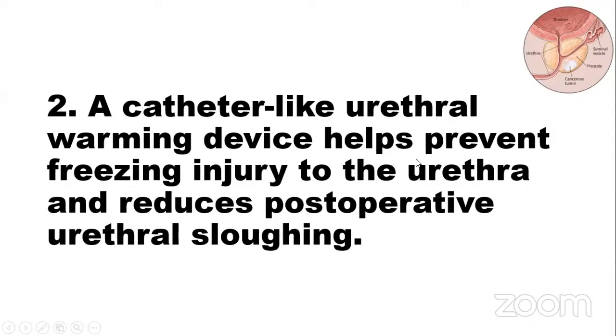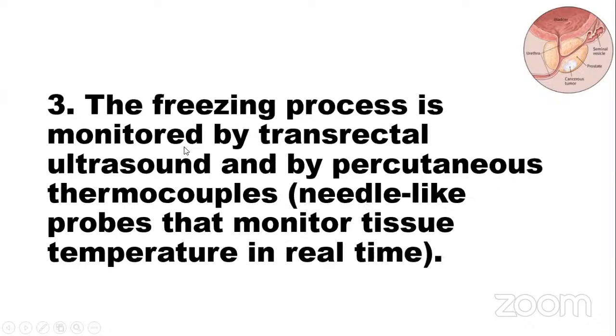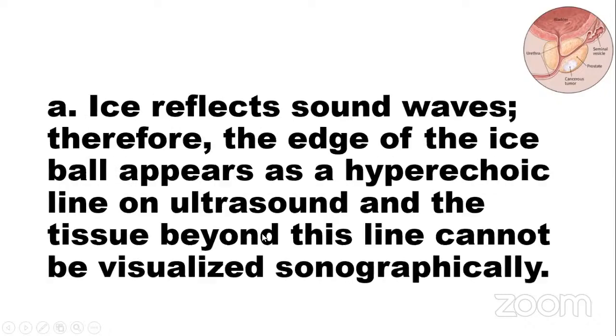A catheter-like urethral warming device helps to prevent freezing injury to the urethra and reduces post-operative urethral sloughing. The freezing process is monitored by transrectal ultrasound and by percutaneous thermocouples, needle-like probes that monitor tissue temperature in real time. Ice reflects sound waves, therefore the edge of the ice ball appears as a hyperechoic line on ultrasound, and the tissue beyond this line cannot be visualized sonographically.